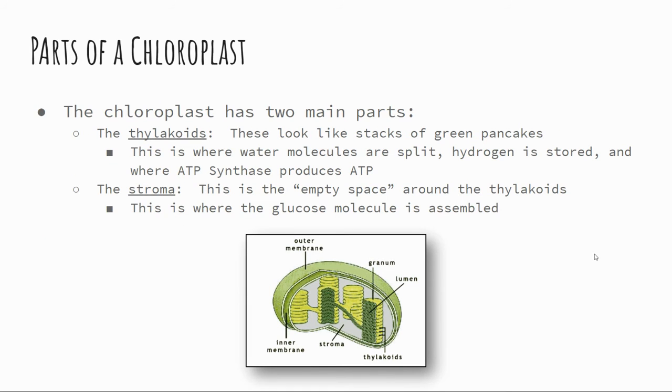So the important parts of chloroplasts, two main parts: you have the thylakoid and the stroma. The thylakoids look like stacks of, it's going to look like a green pancake. This is where the water molecules are split and hydrogen is stored inside the thylakoid, and the thylakoid membrane is where we find the ATP synthase. The stroma is the empty space around the thylakoids, and this is where the actual glucose molecule is going to be assembled.